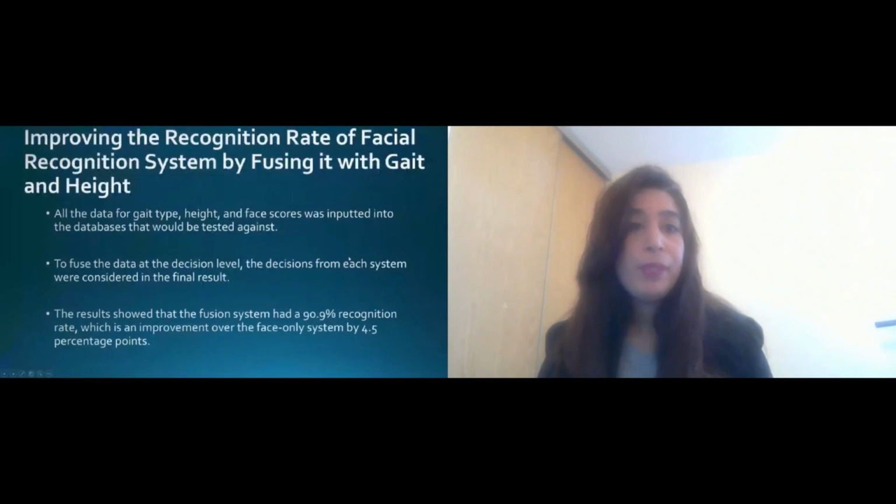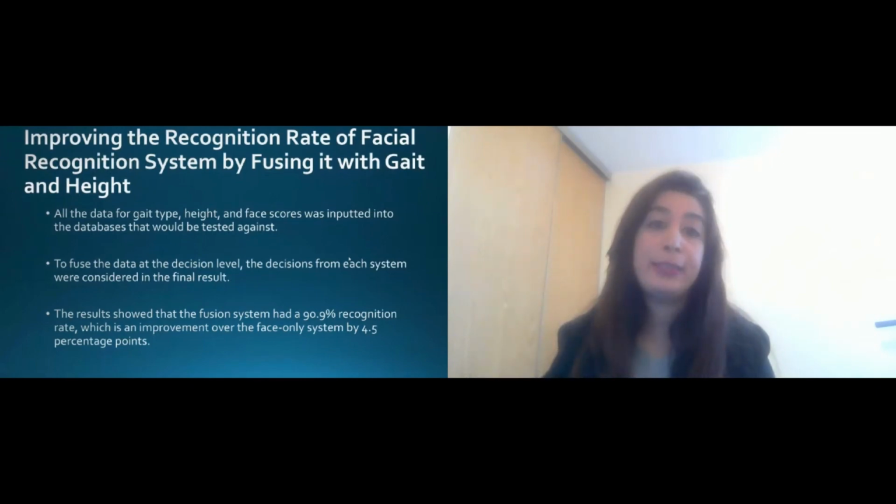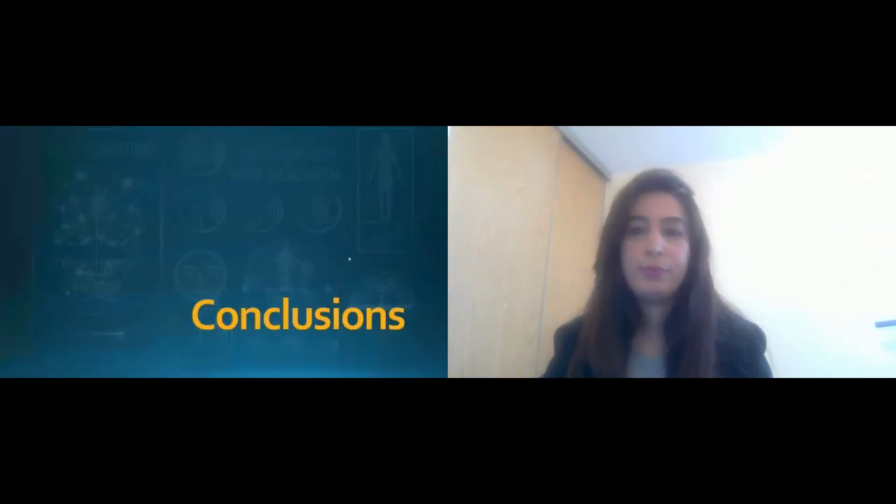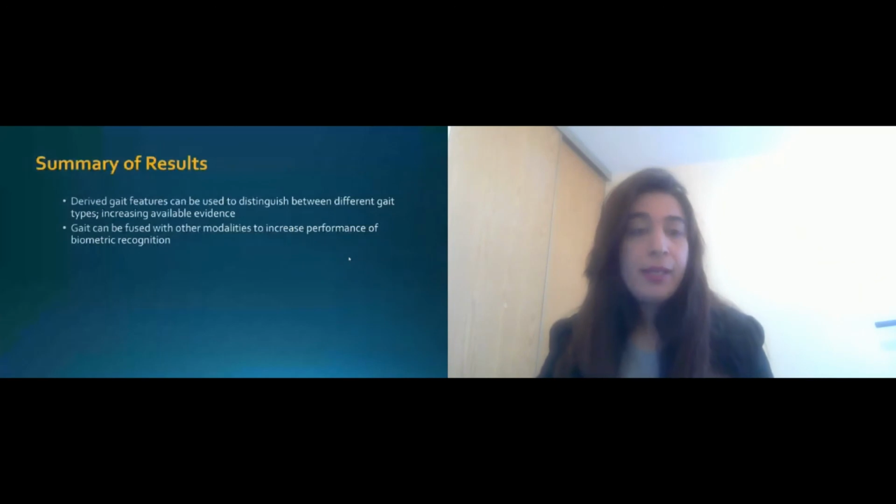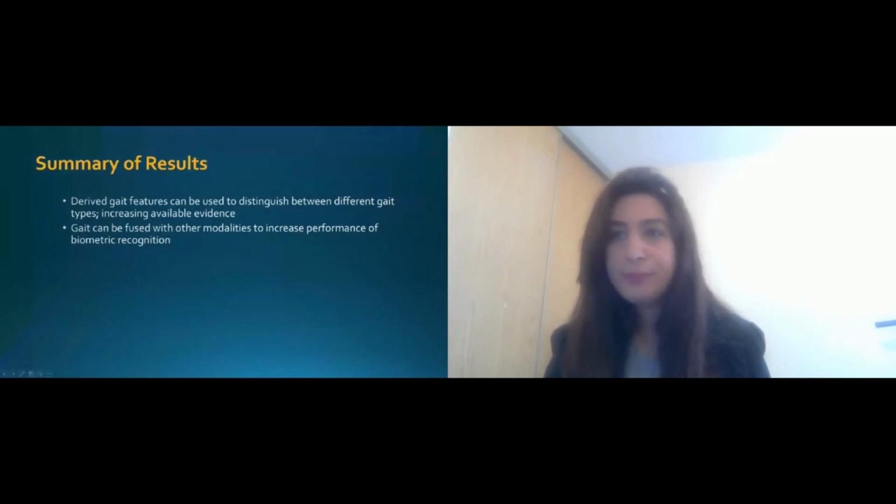So we were able to improve the recognition rate of the facial recognition system by fusing it with gait and height. In conclusion, after all these experiments, we found that derived gait features can be used to distinguish between different gait types. Gait can also be fused with other modalities to increase the performance of biometric recognition.